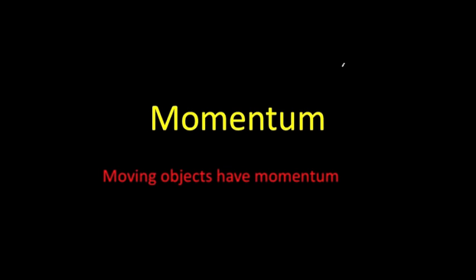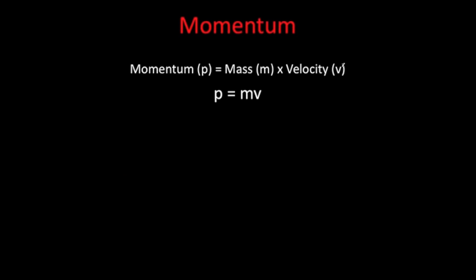Okay, today we're going to discuss momentum. Momentum is a vector measurement, meaning it has size and direction. All moving objects have momentum. Momentum can be calculated with a formula, and our formula for momentum is mass times velocity equals momentum.